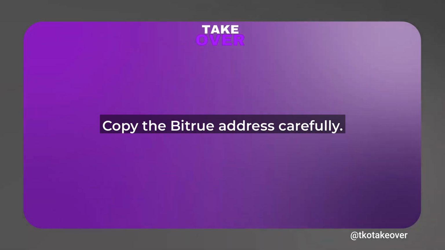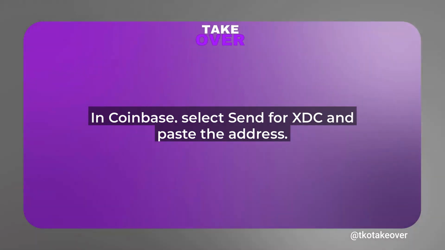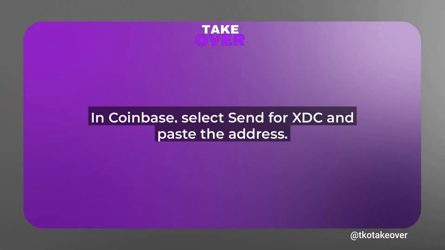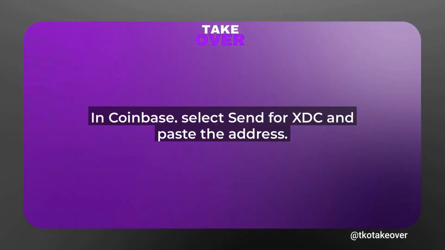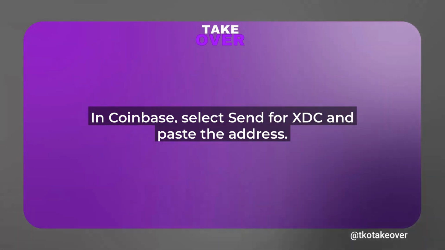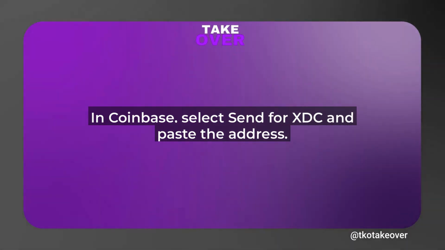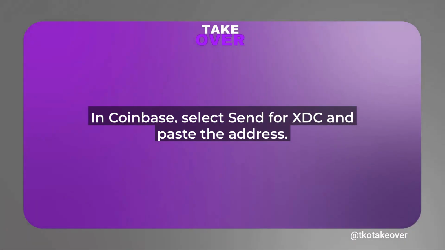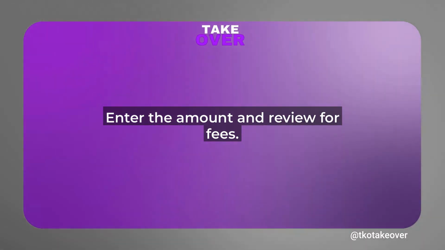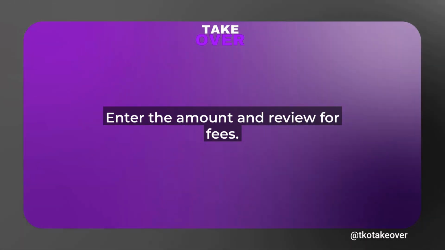Now, back in Coinbase Wallet, select your XDC asset and choose the Send or Transfer button. You'll be prompted to enter the recipient's address, so paste in the one from Bitrue. Then, input the amount of XDC you want to send. Don't forget to check for any network fees. They can vary based on blockchain congestion.